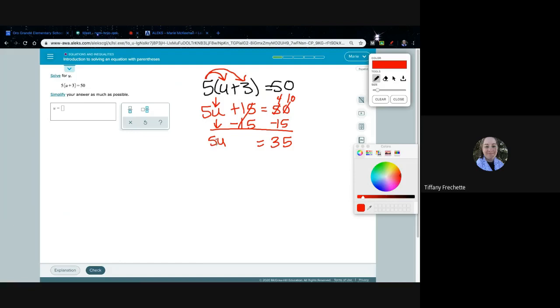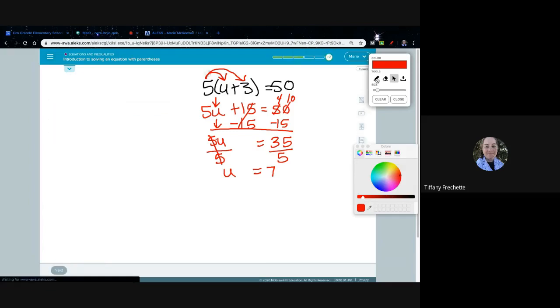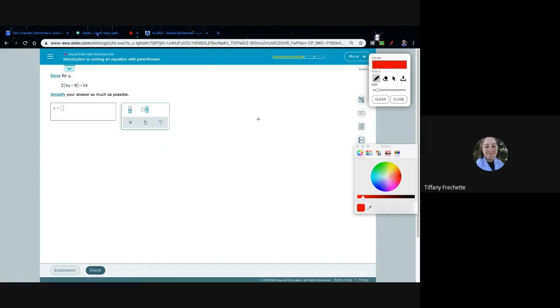Okay, so now I want to undo this multiplication, and I do that by dividing on both sides of the equal sign. 5 divided by 5 cancels because it becomes 1. Any number divided by itself becomes 1. Equals 35 divided by 5 is 7. All right, so we should have 7 over here. Check. All right, let's do one more of these.